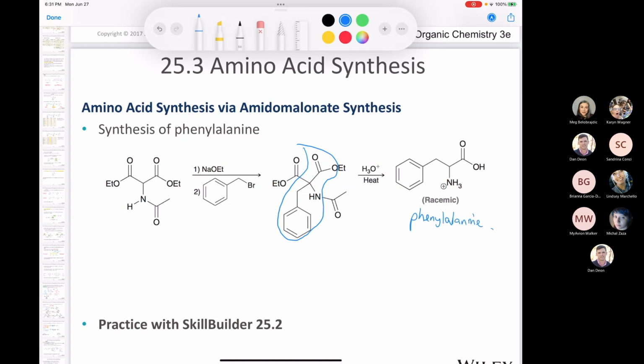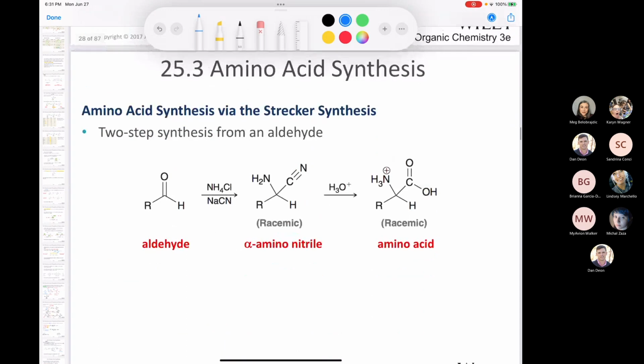Phenylalanine. So that's a pretty neat synthesis, the amidomalonate. Again, very, very ingenious. Well, the next one that we want to look at is the Strecker. So we've got the HVZ, the Hell-Volhard-Zelinsky. We've got the amidomalonate. And now we've got another named reaction named after another scientist, Strecker, the Strecker synthesis. And this is a two-step synthesis of an amino acid from an aldehyde.